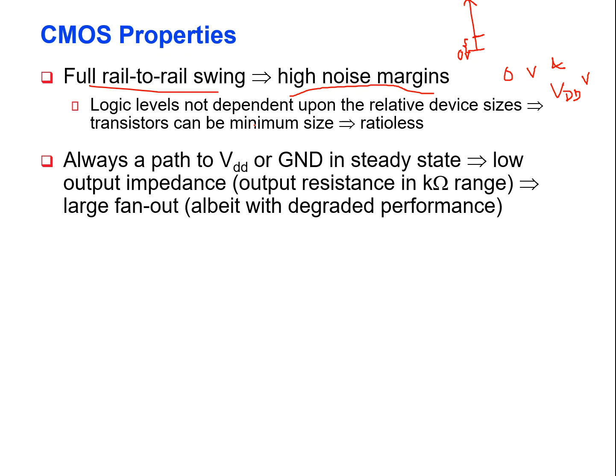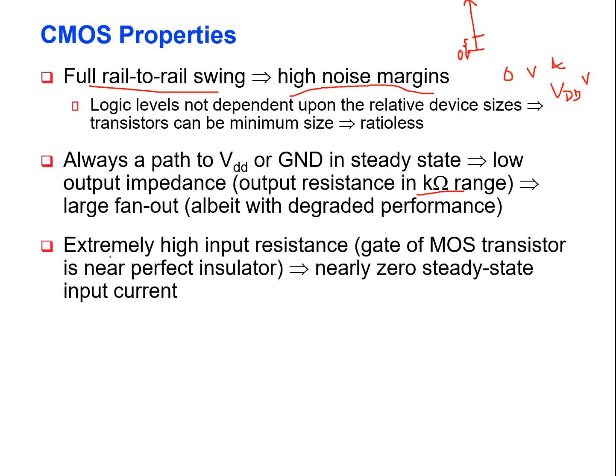There may always exist a path from VDD or ground in steady state, and for all these cases it has low output impedance, in which the output resistance is in the range of kilo ohms. It can handle a large fan-out capability, though sometimes if you handle a large fan-out, the performance may be degraded. It has extremely high input resistance, since the gate of the MOS transistor is a near perfect insulator, so there is nearly zero steady state input current.